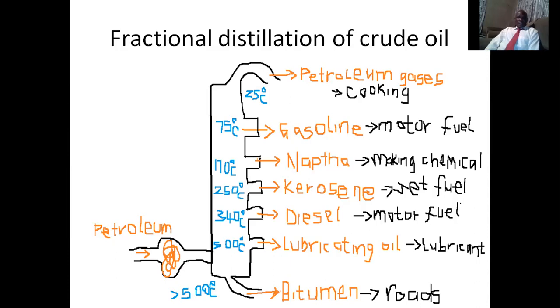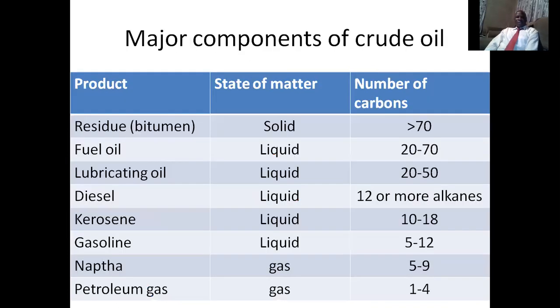And so this fraction arrangement is very important to know. We need to know exactly which one comes at which temperature, because many of these questions are asked. So at the bottom again, I'm going to briefly look at the arrangement. We have bitumen, lubricating oil, diesel, kerosene, naphtha, paraffin or gasoline, and petroleum gases. Okay, in that order.